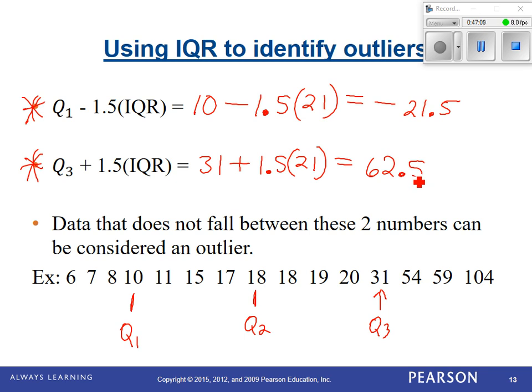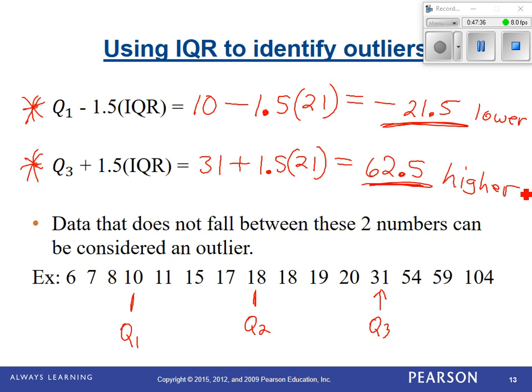So all these numbers are telling us anything lower than that number right there on our list would be considered an outlier. Do we have anything that's anywhere close to being lower than that? That's a negative number. It's way down here somewhere. We're not anywhere close. Anything that's higher than this number would be considered an outlier. Do we have any numbers that are higher than that?